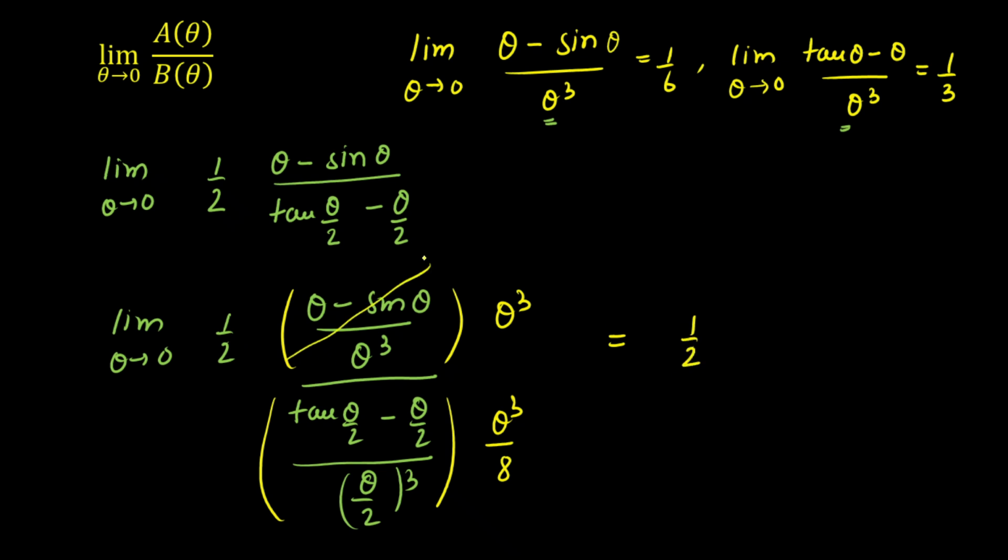The limit of this is 1 by 6. Similarly, the limit of this part is 1 by 3. And this 8 will come in the numerator, that is 8 here. Now the final answer is this 3 and 6 will cancel out, and we'll get 1 by 2 multiplied by 8, that is 2. So our final answer is 2, and that'll be all.